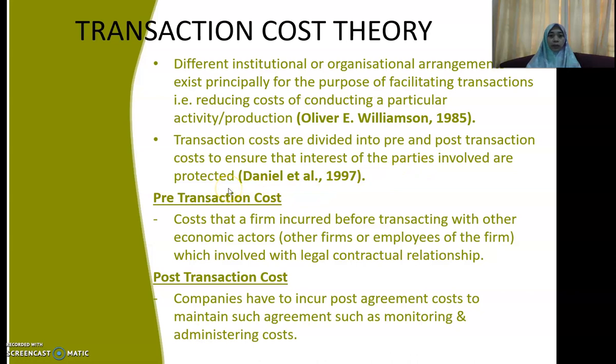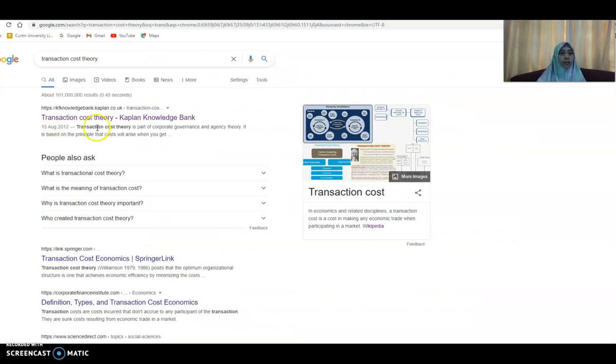parties involved are protected. So you have the pre-transaction cost and you have the post-transaction cost. Pre-transaction cost means before. So the cost that a firm incurs before transacting with other economic actors, that are the other firms or employees of the firm, which involve a legal contractual relationship. Whereas post-transaction costs are the costs the companies have to incur post-agreement to maintain such agreements, such as monitoring and administrating costs. If you see here, you can just Google it.